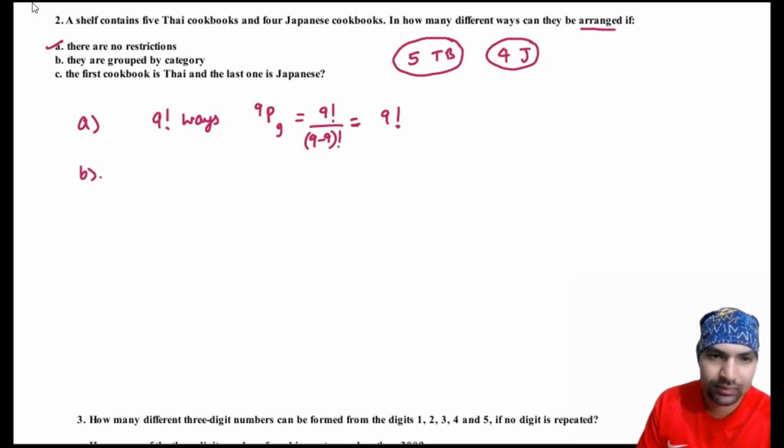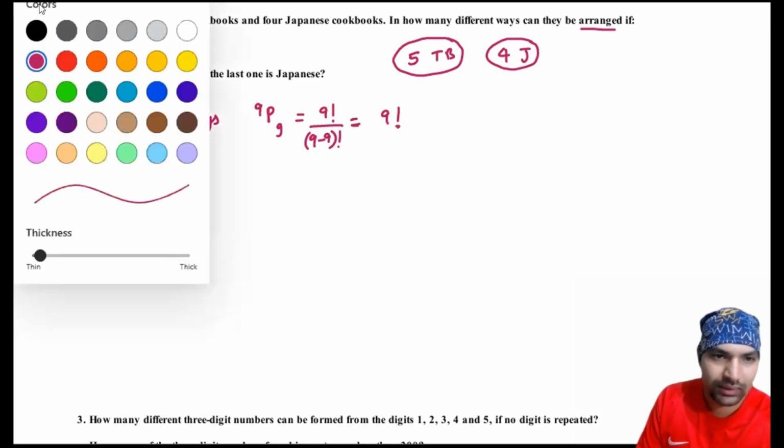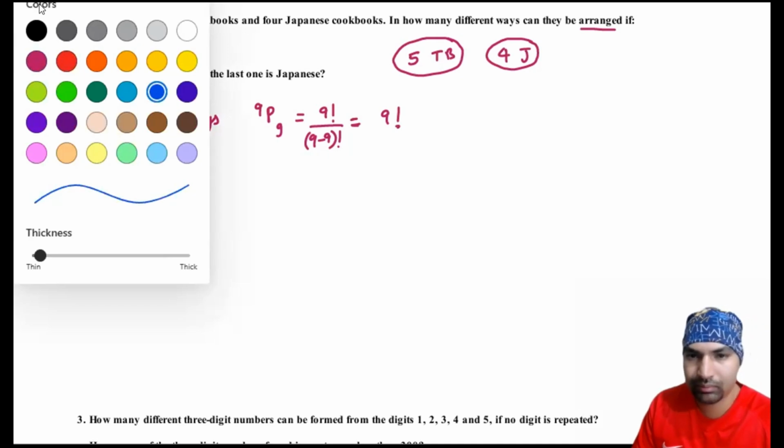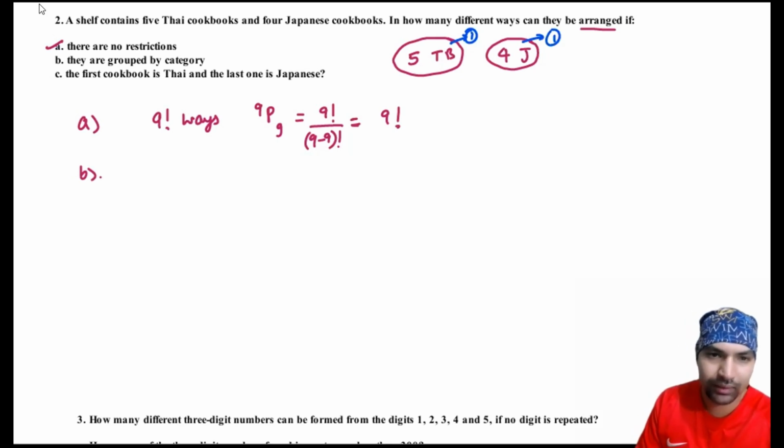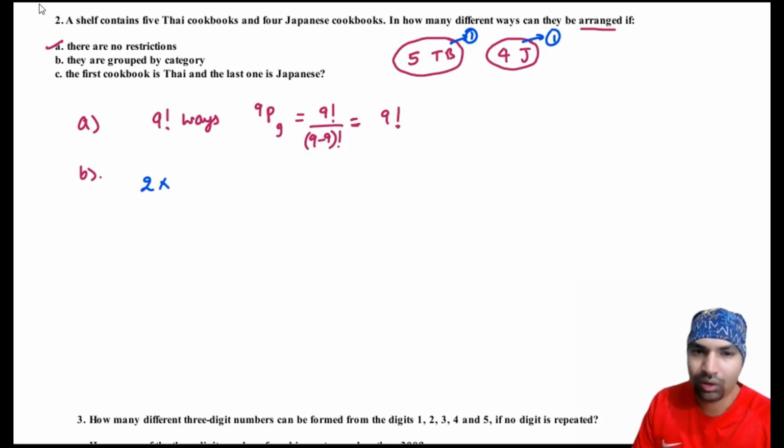Now the next thing is they're grouped by category. So let's analyze this one. Grouped by category means what? This is one category, and the 4 Japanese cookbooks are another category. So we have again 2 groups which can be arranged in 2 ways, multiplied by all these Thai cookbooks, which can themselves be arranged in 5 factorial ways, multiplied by these Japanese cookbooks, which can themselves be arranged in 4 factorial ways.